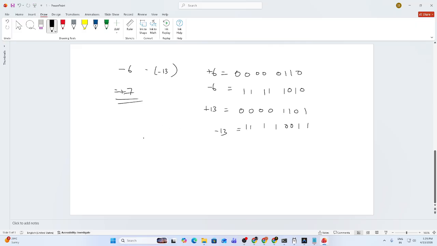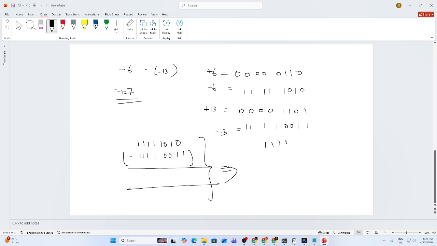Now you want to do this: 1 1 1 1 1 0 1 0 minus 1 1 1 1 0 0 1 1. So instead of subtraction, I can take the 2's complement again and perform addition. So how to do this? I can take the 2's complement of 1 1 1 1 0 0 1 1. What is the 2's complement of it?